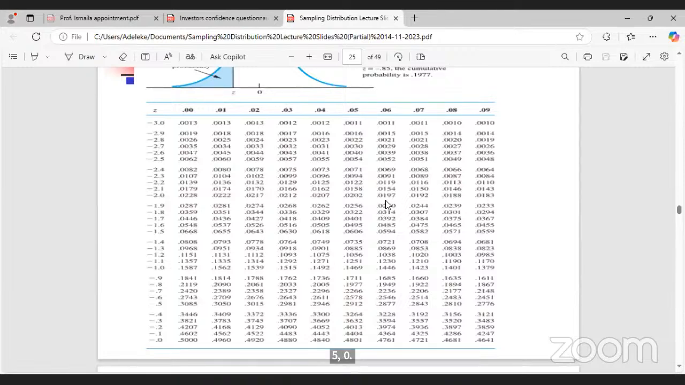0.0250. That is minus 1.96. Now let us check for minus 1.64. Now minus 1.64, Z will be minus 1.6, because the column under Z will give you up to 1 decimal place. Now to make it to 2 decimal places, you will trace it down to where you have 0.4, and that will be the probability for minus 1.64. So if you trace it out, that will be 0.0505.